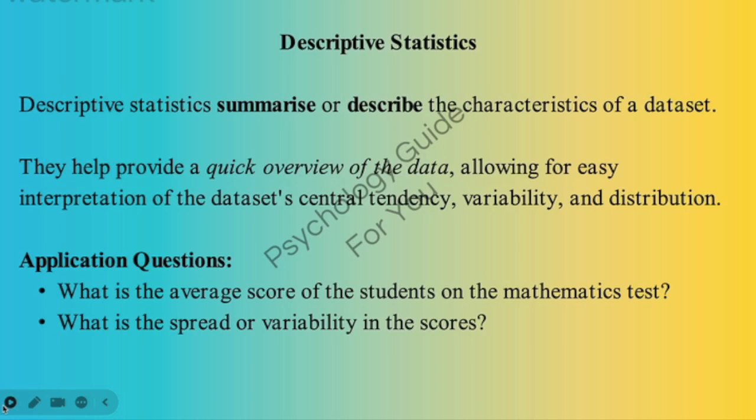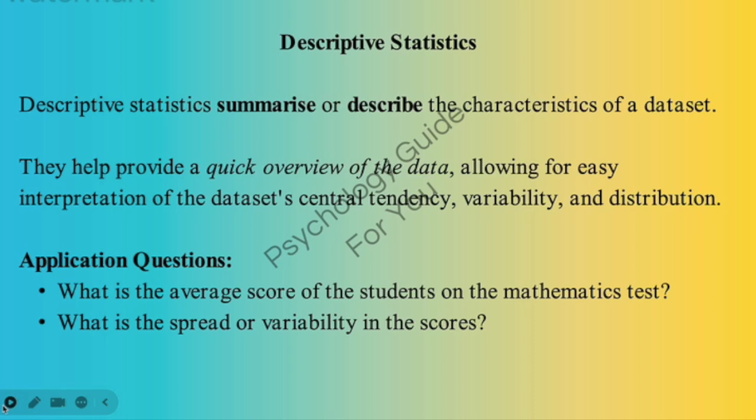Descriptive statistics, as we discussed, summarize or describe the characteristics of a data set. They help to provide a quick overview of the data, allowing for easy interpretation of the central tendency, variability, and distribution of the data set.